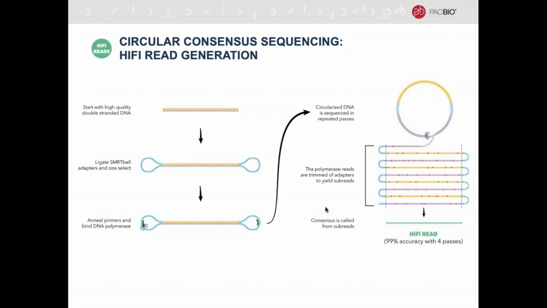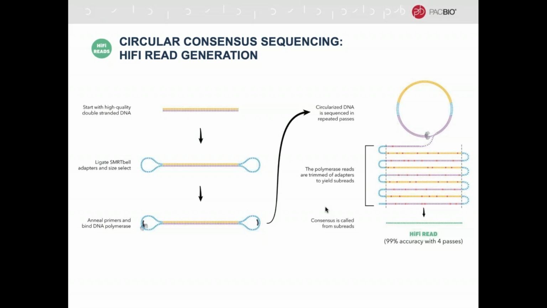Here's our library process where you take double-stranded DNA, we ligate on these hairpins, and anneal and bind the polymerase on one end. That polymerase will go all the way along that first strand, catch the hairpin, and come back along the other strand. So you'll go Watson and then come back along Crick, and you'll continue to do this until the polymerase falls off.